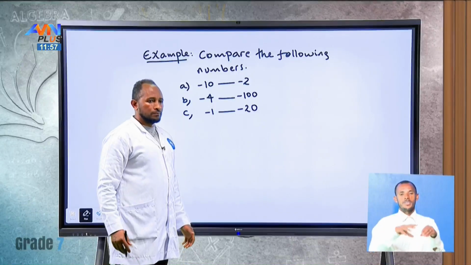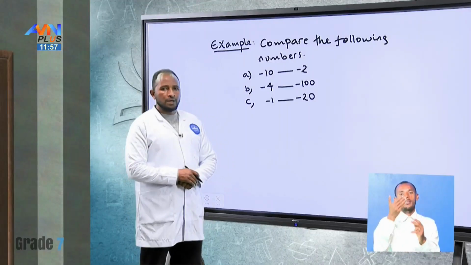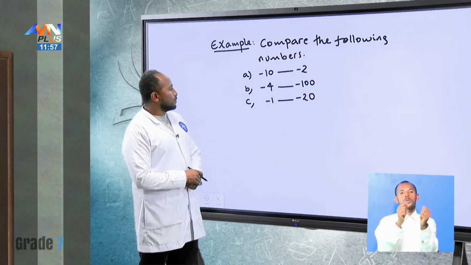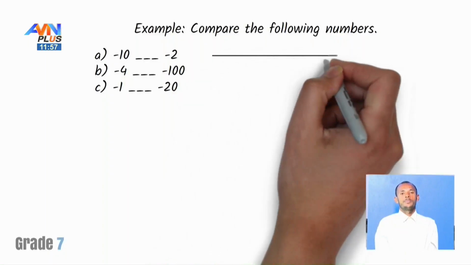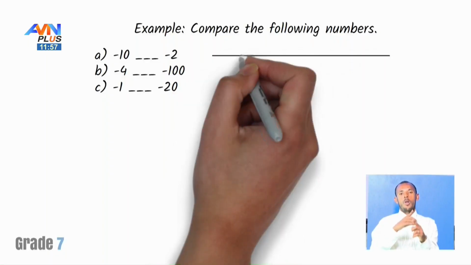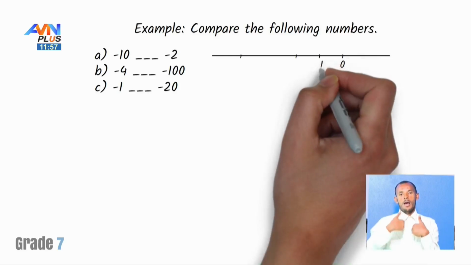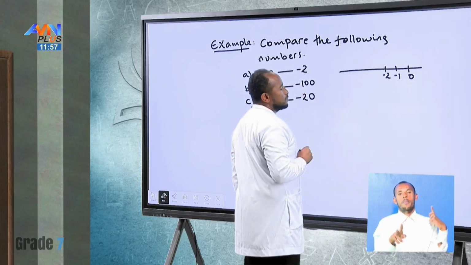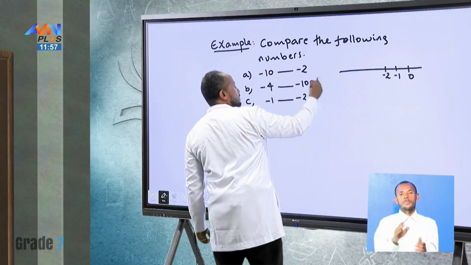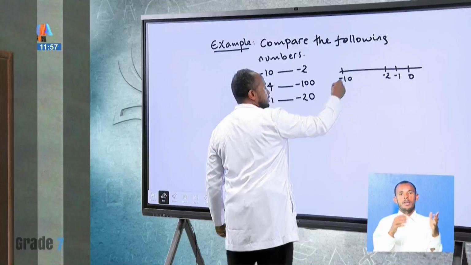Students, have you tried the question? Very nice. Let's see the answer together. Okay, the first question. Let's locate the numbers on the number line. We have 0 here, negative 1, negative 2. We have the location of negative 2 here, and negative 10. So when you count to the left, you may arrive at negative 10 here.